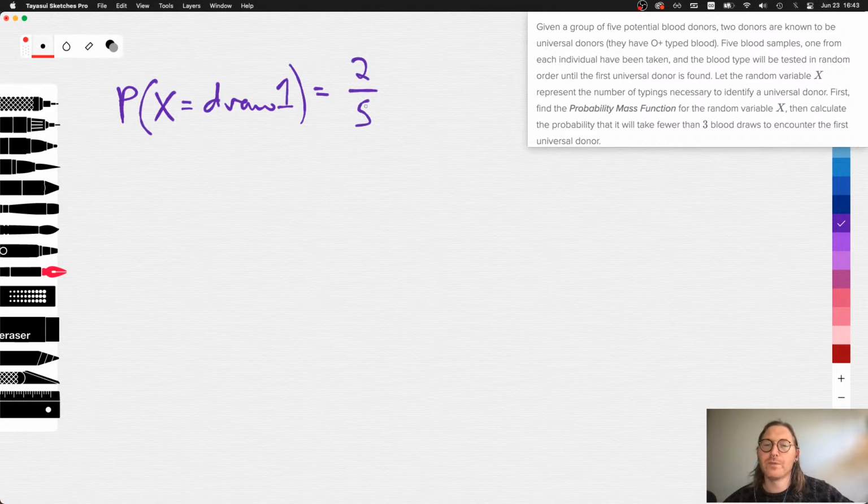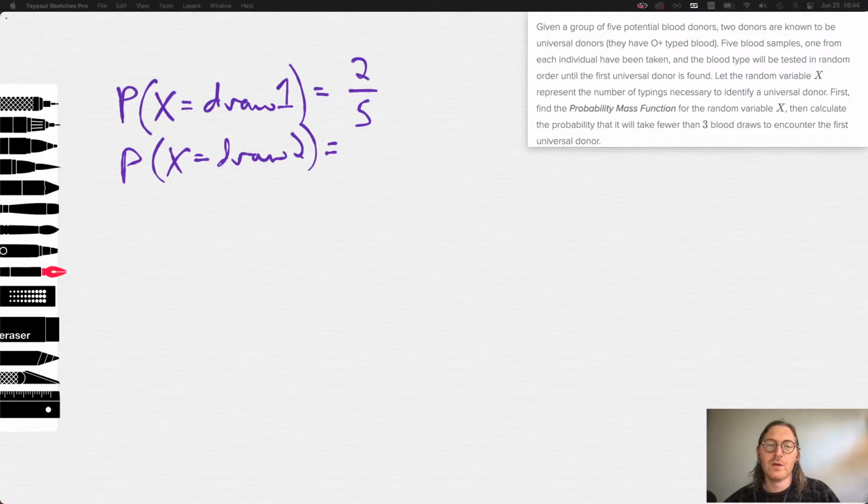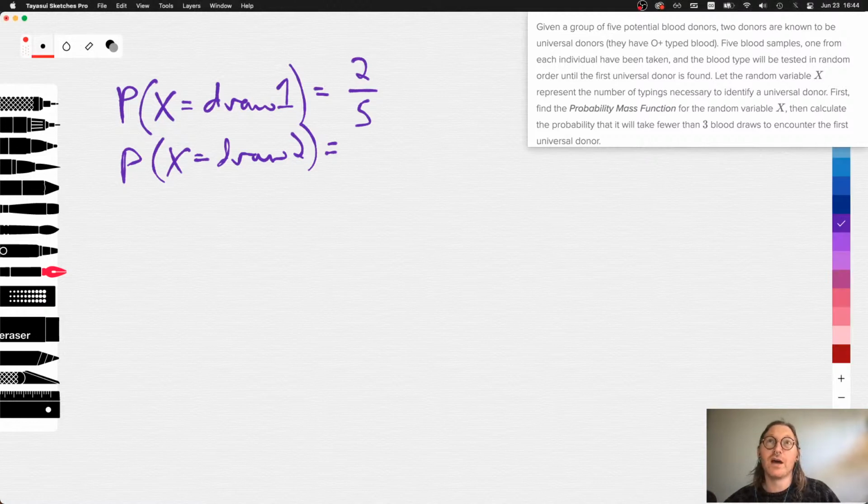And now the next thing we want to consider is if we don't get this on the first draw, we want to consider x being draw 2. Then we're going to think about this as, well, we want to consider that we did not get it on the first draw, right? And that kind of matters.